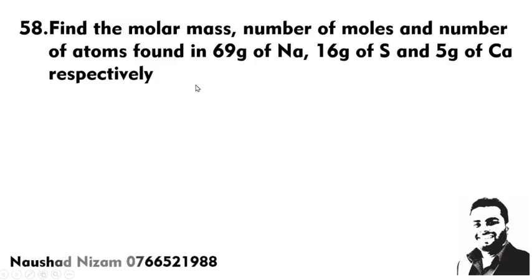Now, let's take a look at this example. This is easy for you. Find the molar mass, number of moles and number of atoms found in 69 grams of sodium, 16 grams of sulfur and 5 grams of calcium. They will give you the atomic masses: sodium 23, sulfur 32, calcium 40.